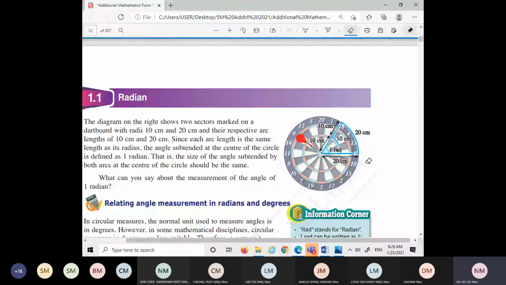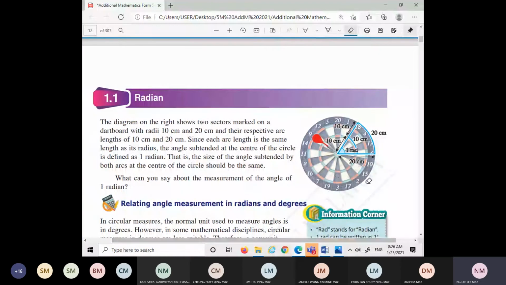Okay, let us see radian. But before we start radian, you know angle. For example, let's say this angle is 30 degrees. The degree is a unit for us to measure the angle. Last time we have learned how many degrees and all this. The degree is the unit for us to measure an angle.